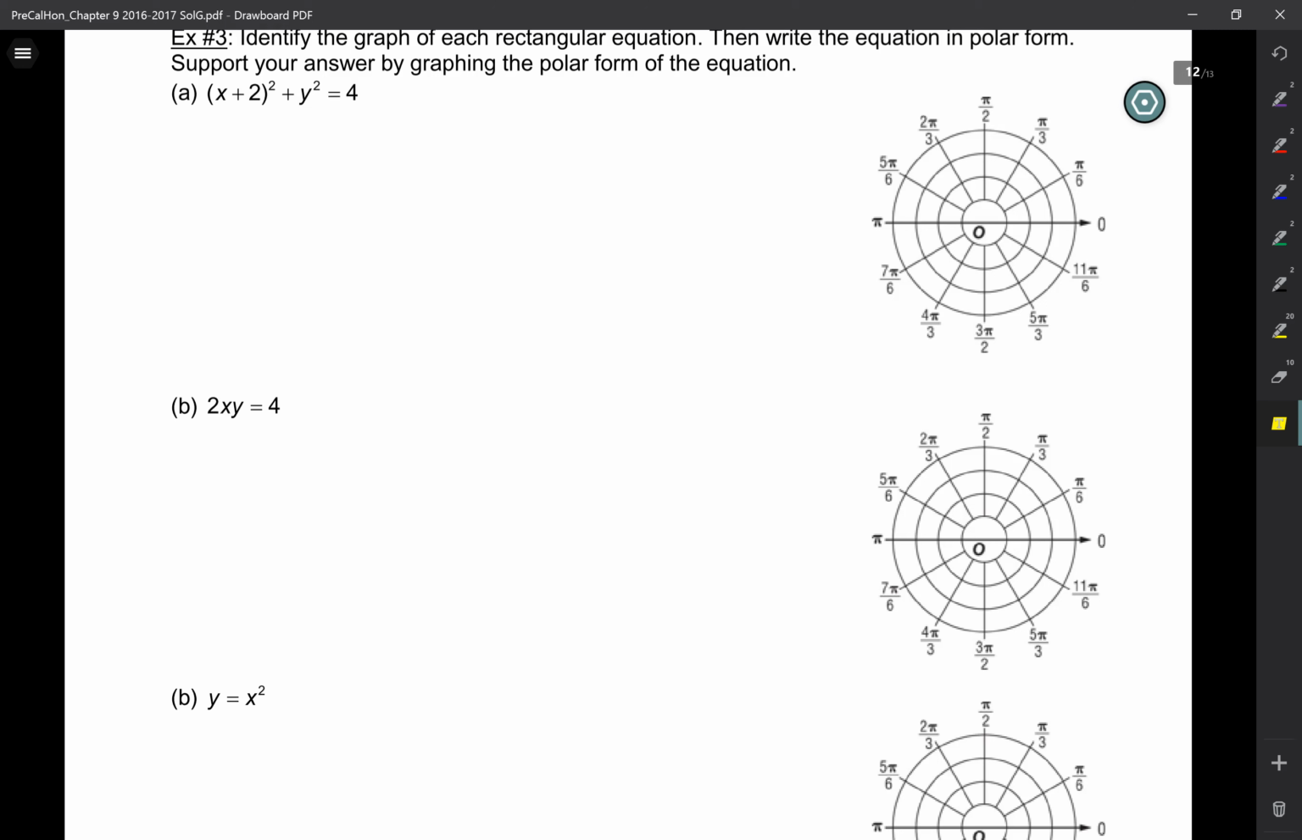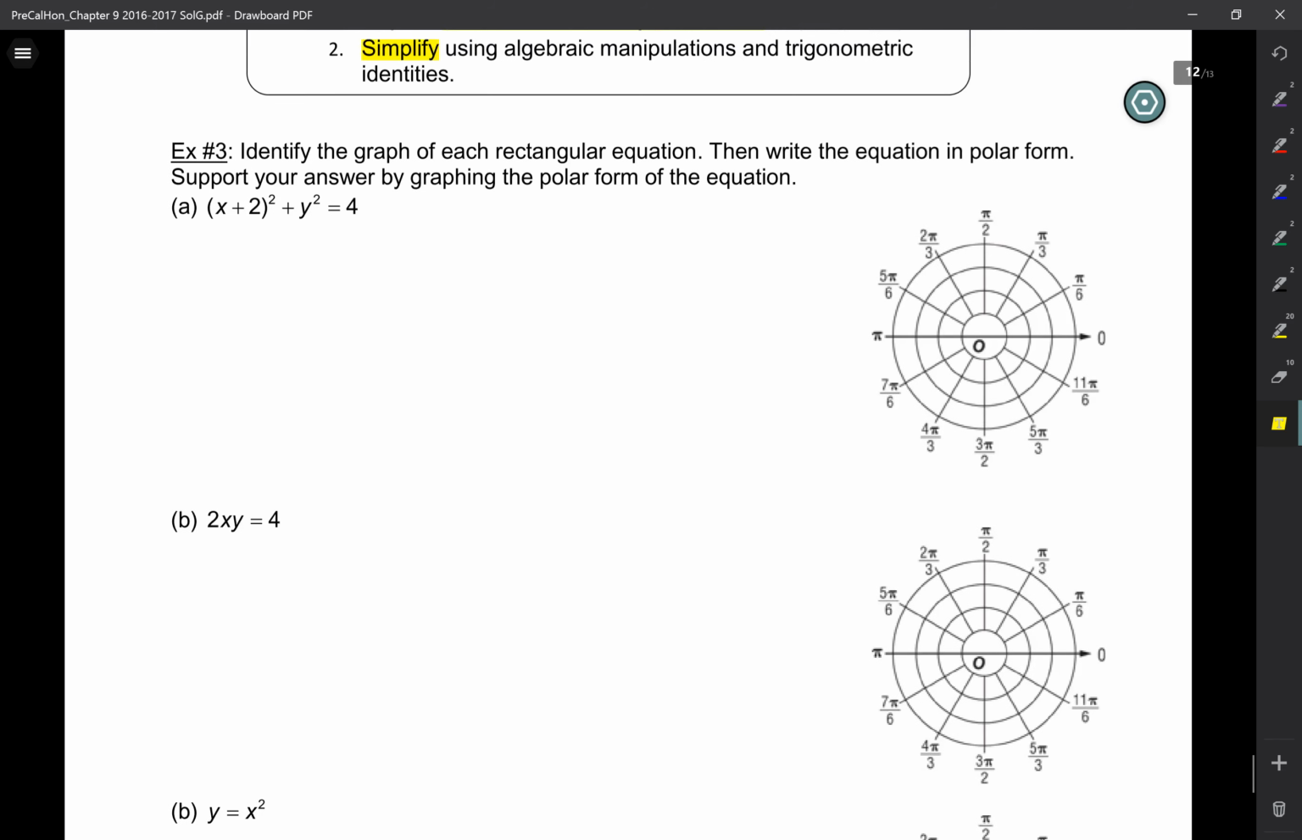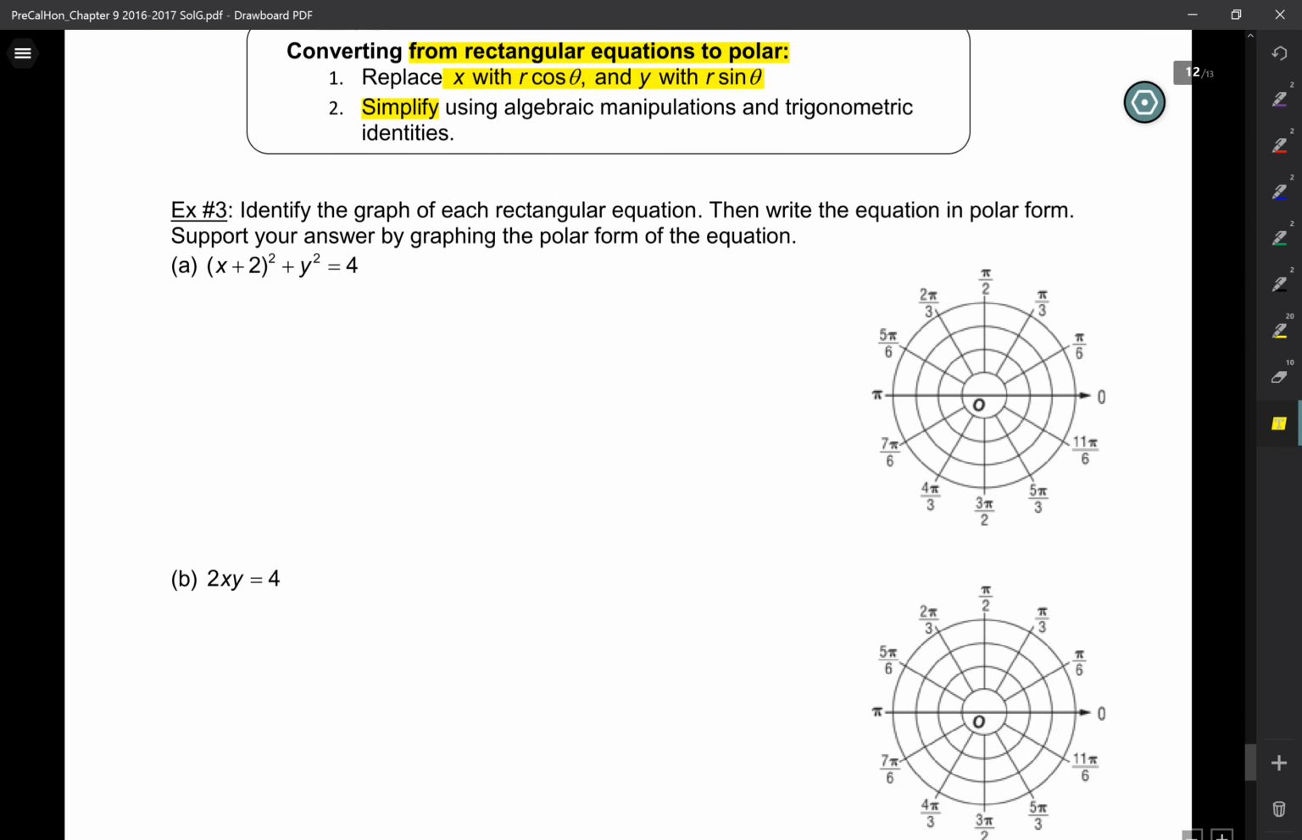Okay, so we're not going to need it exactly for this one right now. So maybe we could go over it for the later one. Okay, so here, basically, whenever you see an x, we're going to write r cosine theta instead. Whenever we see a y, we're going to write r sine theta instead. So let's do that here.